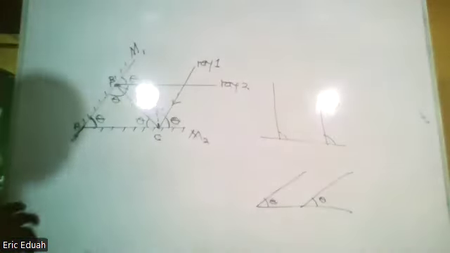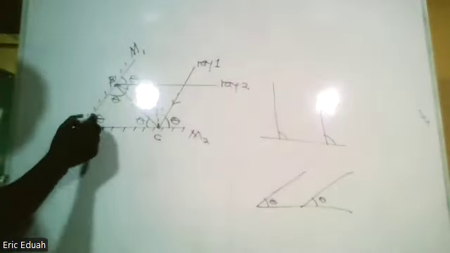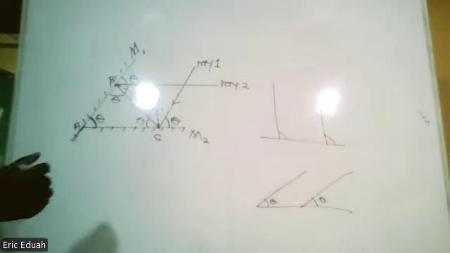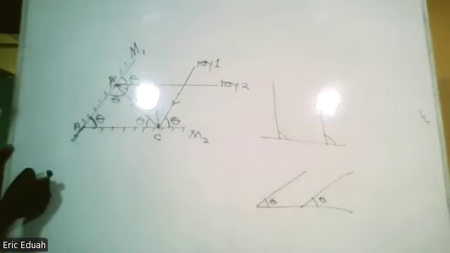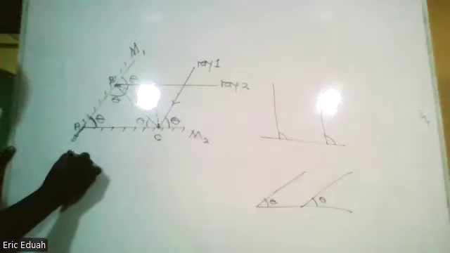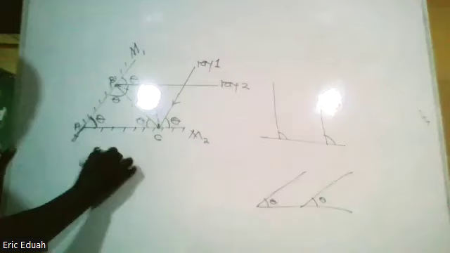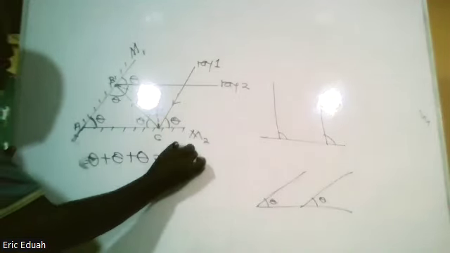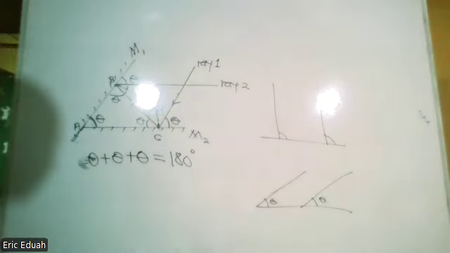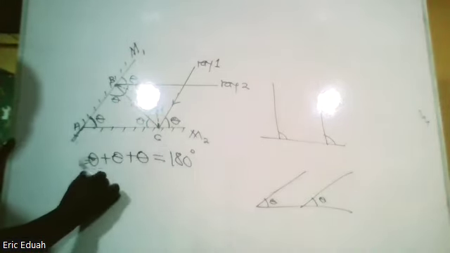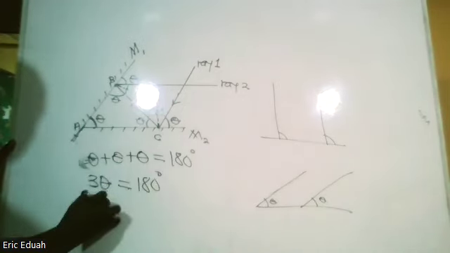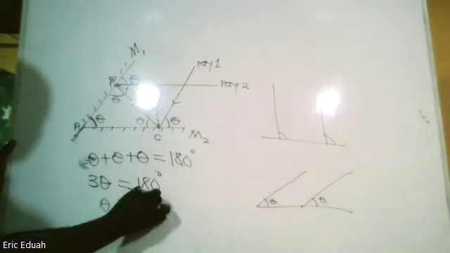So if the interior angles are theta, then we can sum these interior angles, theta plus theta plus theta, to be equal to 180 degrees. So we have 3 theta being equal to 180. Therefore, theta equals 60 degrees.